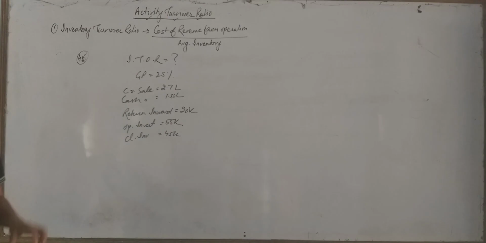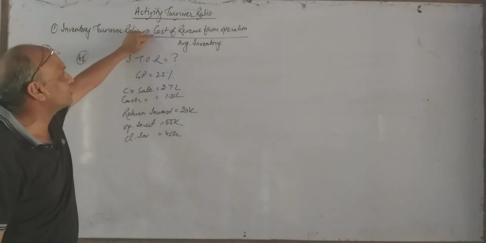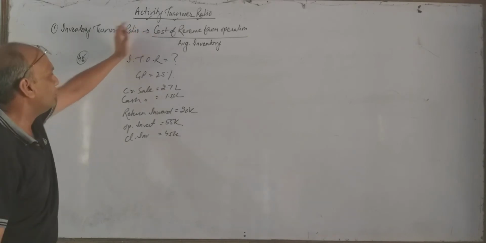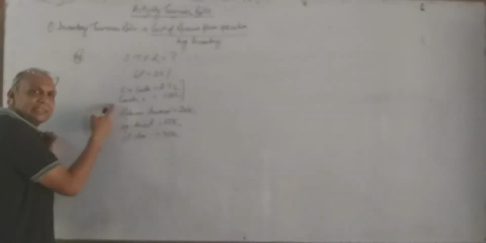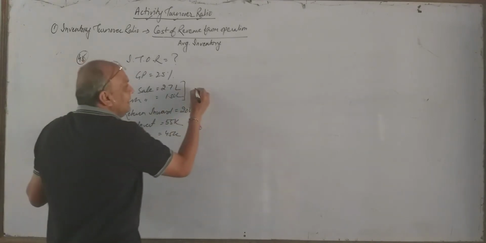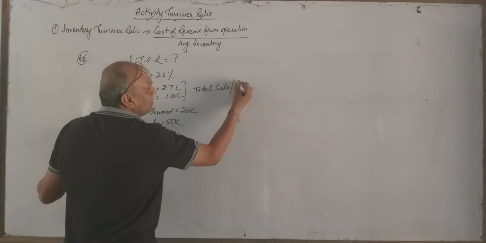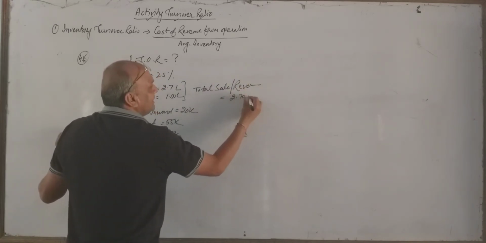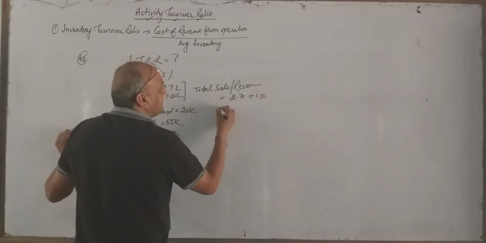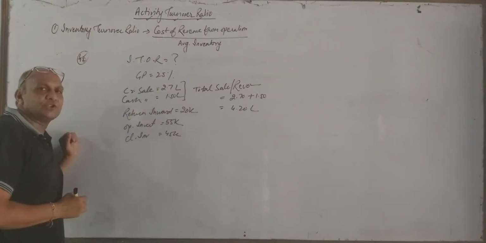Now see, you want to calculate inventory turnover ratio. Formula is cost of revenue from operation. So here if you see, we have given sale, cash sale plus credit sale. We need total sale. So our total sale or total revenue is equal to 2.70 lakh plus 1.50 lakh. It comes 4.20 lakh. 4,20,000.